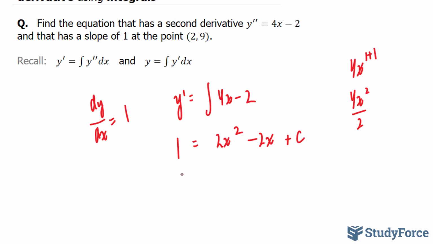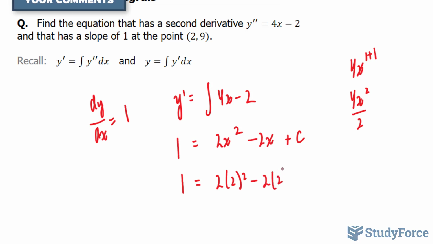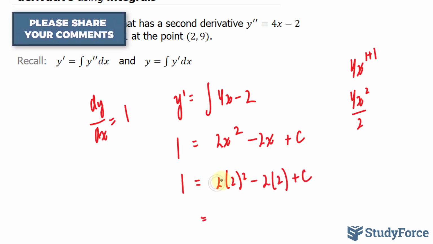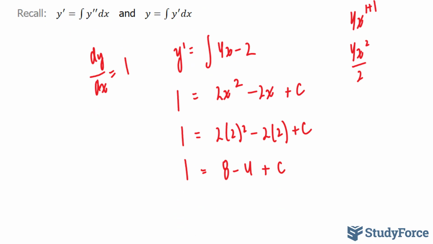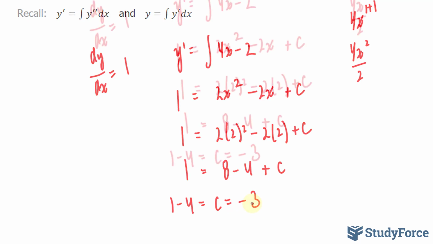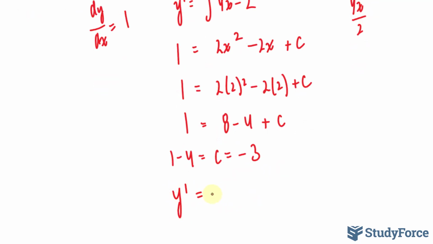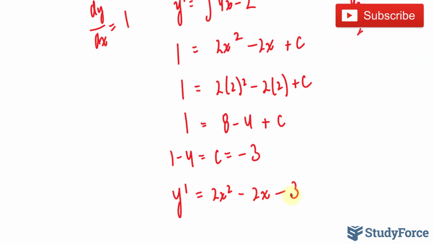Here's what I mean. 1 is equal to 2 times 2 to the power of 2 minus 2 times 2 plus c. 2 times 4 is 8 minus 4. 8 minus 4 plus c. Solving for c, we subtract these two. That gives us 4. Bringing that positive 4 to the left side, we get 1 minus 4 is equal to c, and that's negative 3.